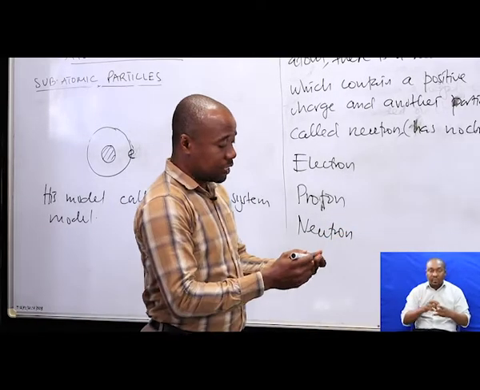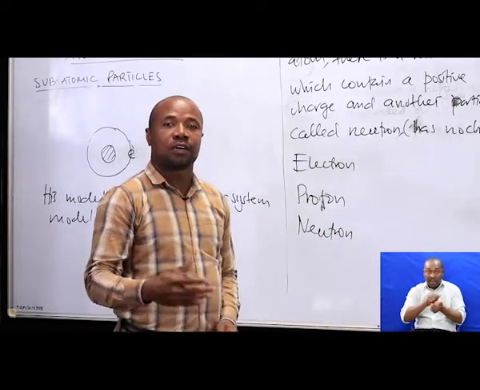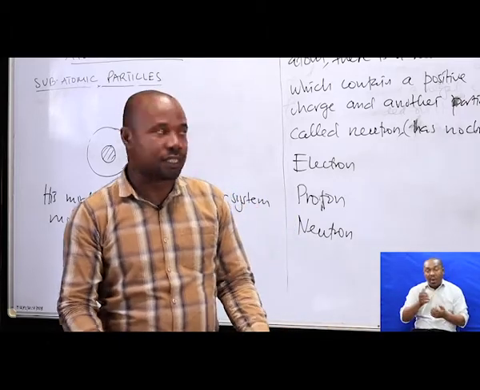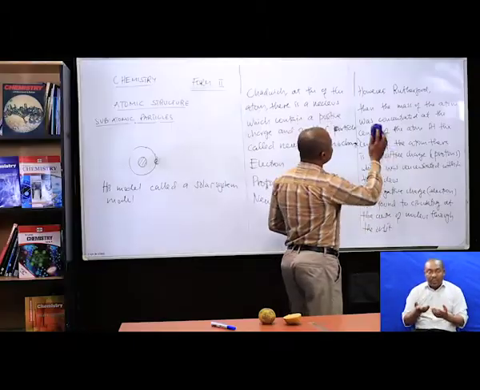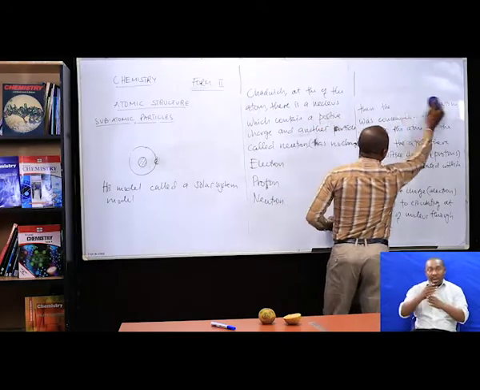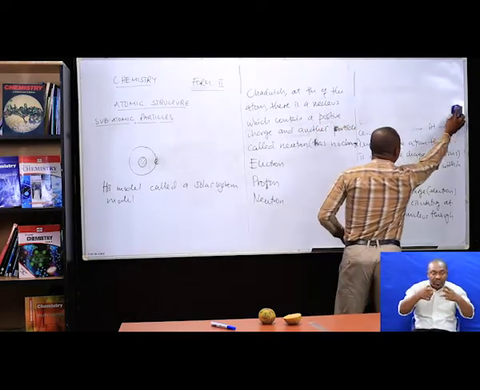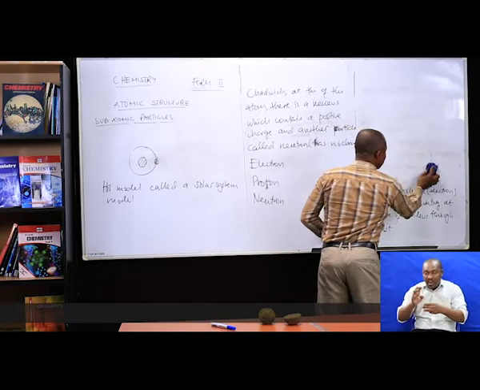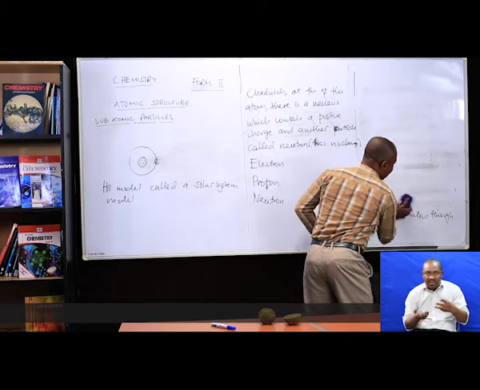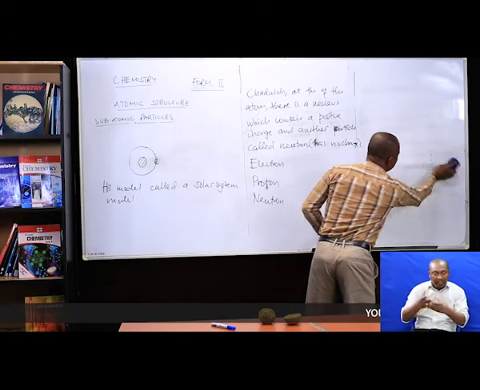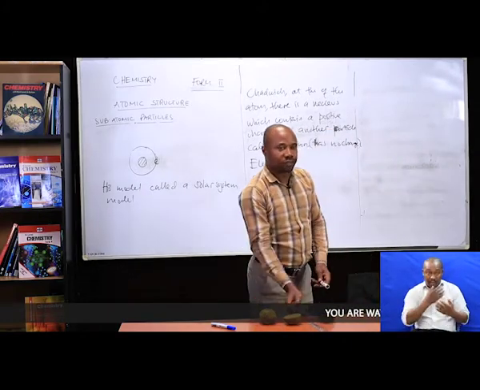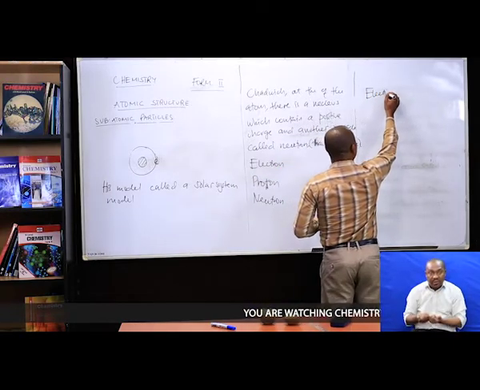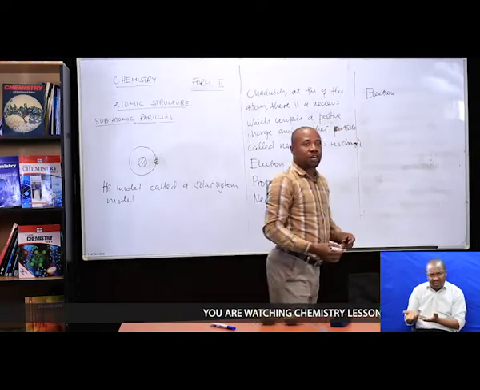Neutron. These three particles have different characteristics and different properties. Let us look at the properties of each particle in the atom and where they exist. My students, starting with the electron. What is an electron? Refer to what we have said.